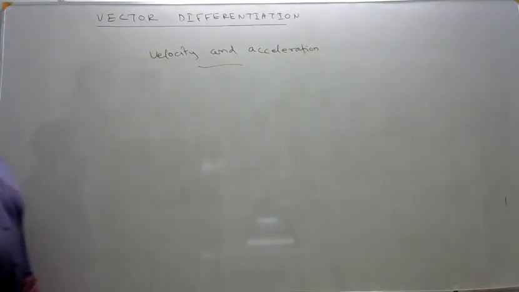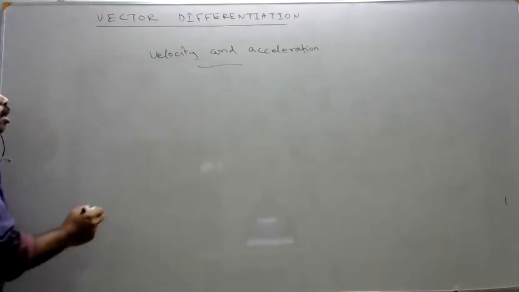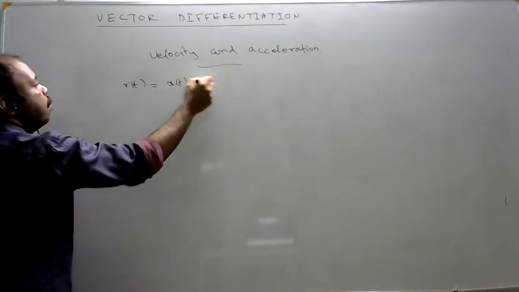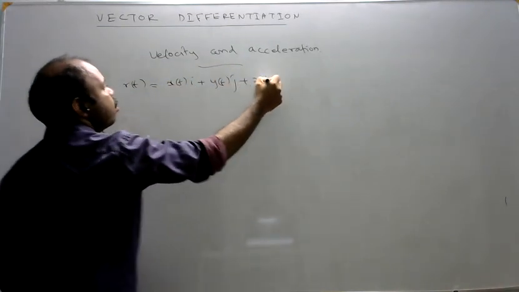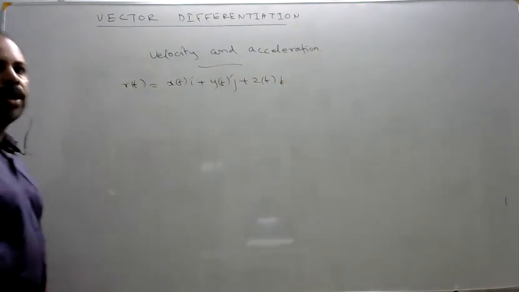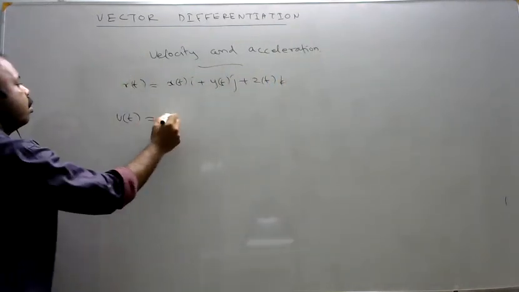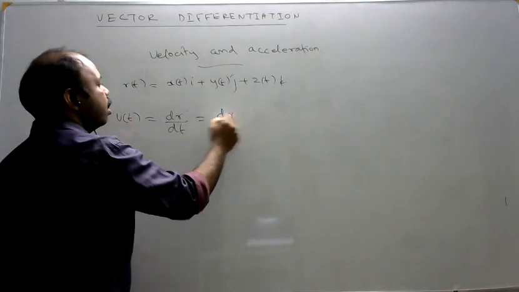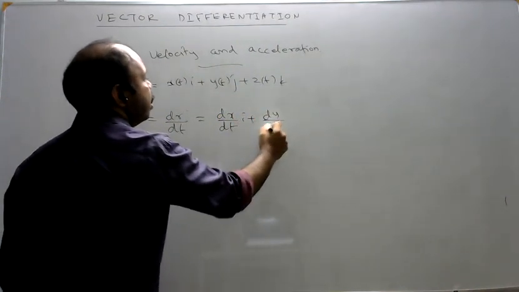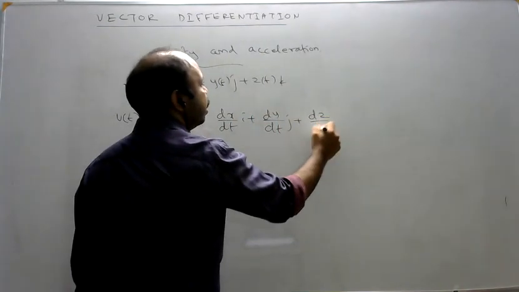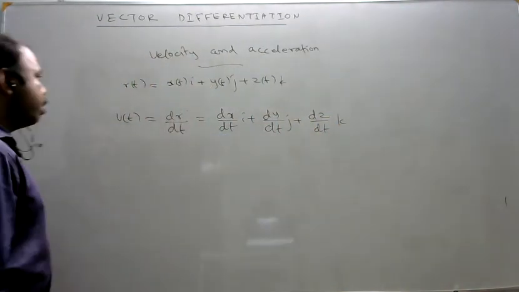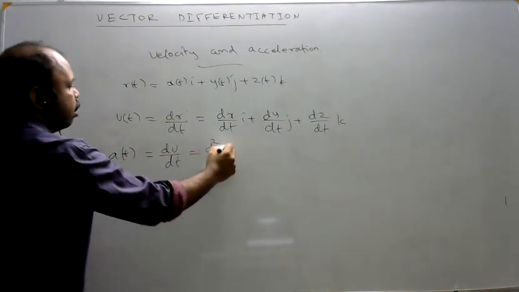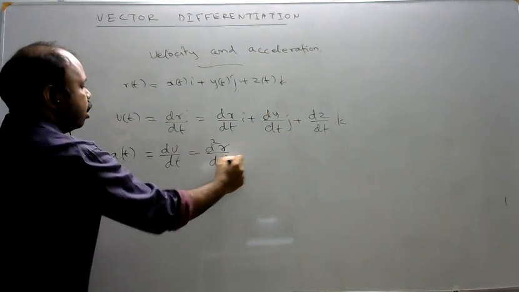We consider a moving particle and its instantaneous position is denoted by the vector r(t) is equal to x(t) i plus y(t) j plus z(t) k. Then we know that velocity vector v(t) is equal to dr by dt, or dx by dt i plus dy by dt j plus dz by dt k. Similarly, the acceleration vector a(t) is dv by dt, which is d square r by dt square.